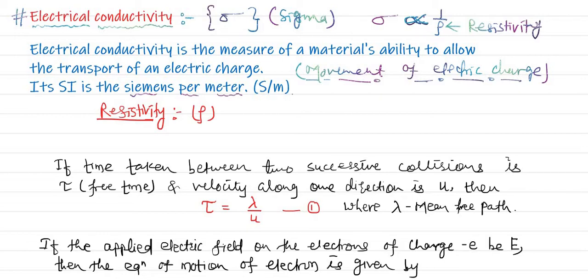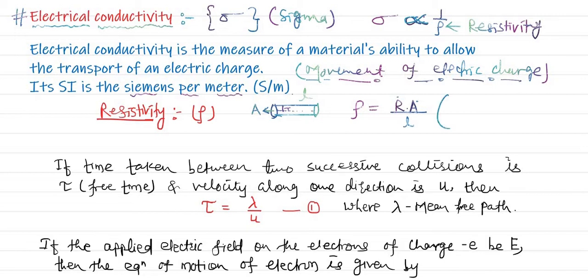Resistivity means what? If we have a particular rod of length L, and let us consider its area of cross section is A, and the radius of cross section is small r, then the resistivity is the resistance offered by a unit cross-sectional area per unit length. From this we can find its unit also.